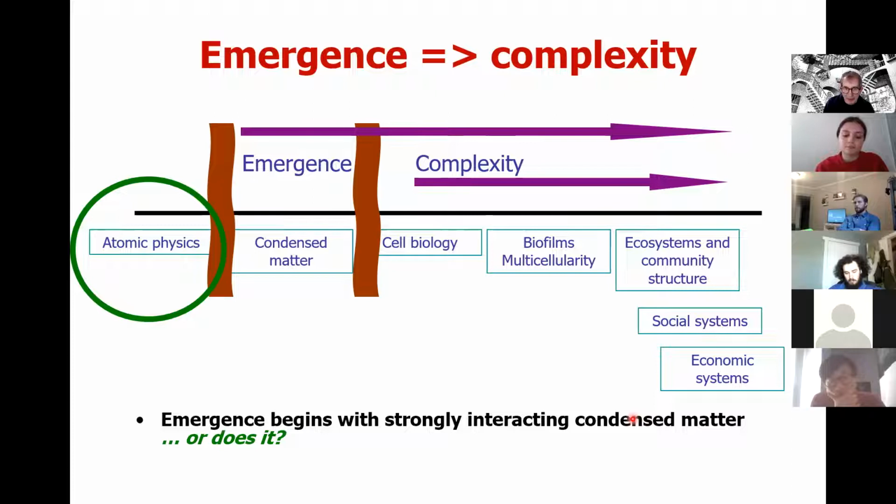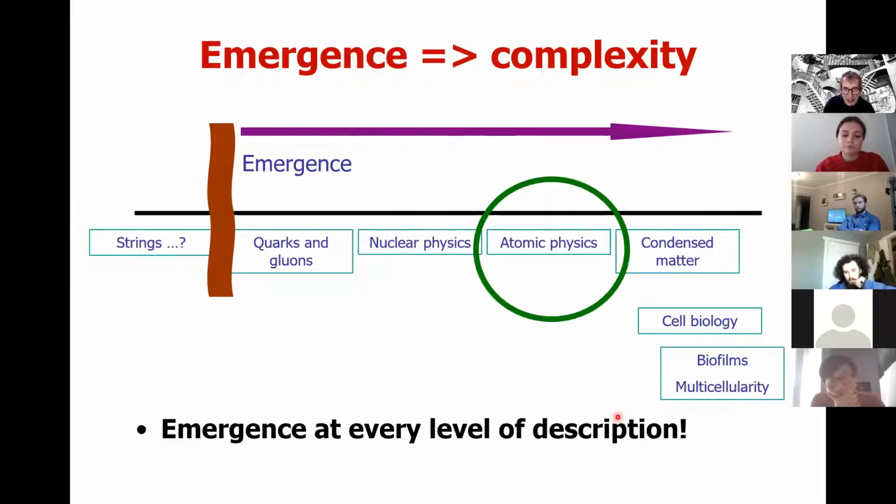Okay, it seems perfectly reasonable, but let's take that little blob there, atomic physics, and let's blow that up. So I've now shifted atomic physics to the center of the screen. Condensed matter, cell biology, etc., is now pushed off to the right, and then under atomic physics we have nuclear physics, quarks and gluons, strings, whatever you have. And so you can see that even at these levels of description, we have emergent phenomena going on.